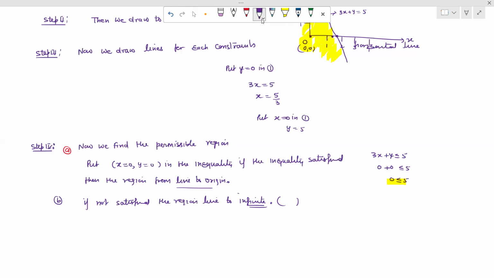Now, after this, we talk about the word permissible. Permissible region means the common region. So we find the common region. So the common region of all the lines is called the permissible region.